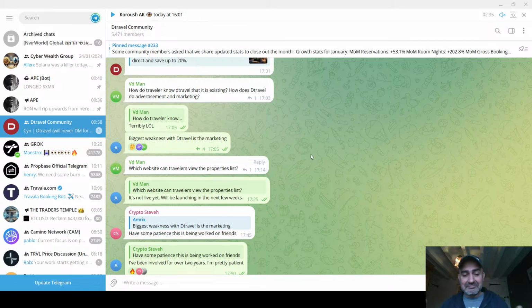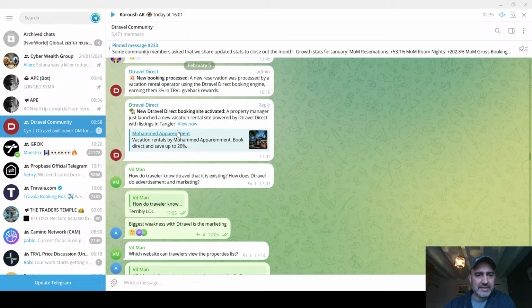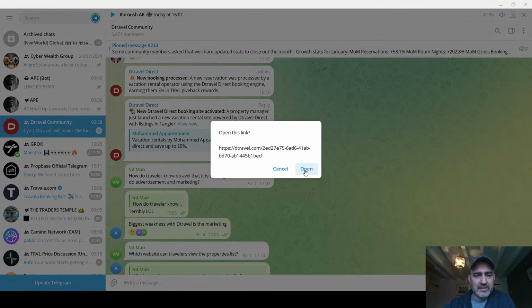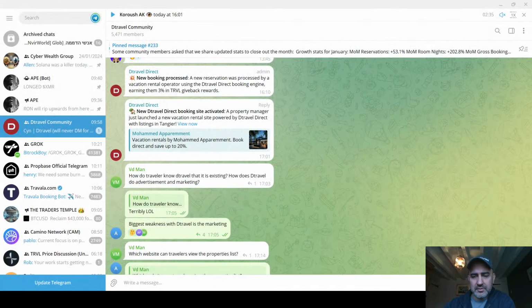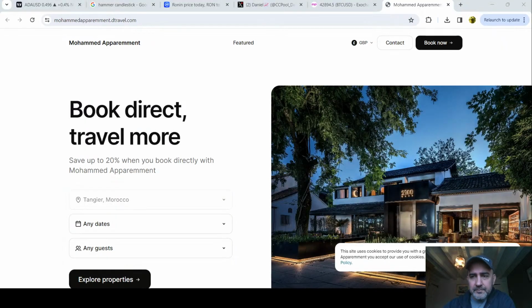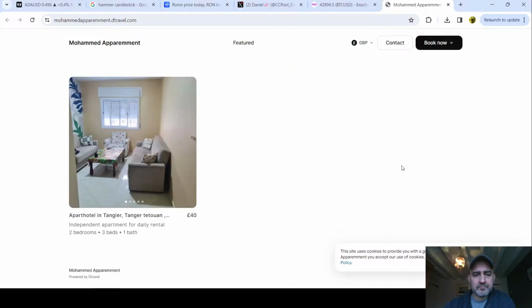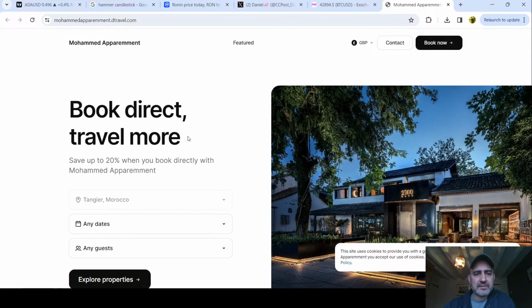Anyone who's been following my streams knows I'm ultra bullish and telling people to buy. And not only that, I'm talking about the news updates. I've been talking about the product, the back end, the bookings. I've been showing properties like this Mohammed property. Let's have a look at it. I've been showing properties.